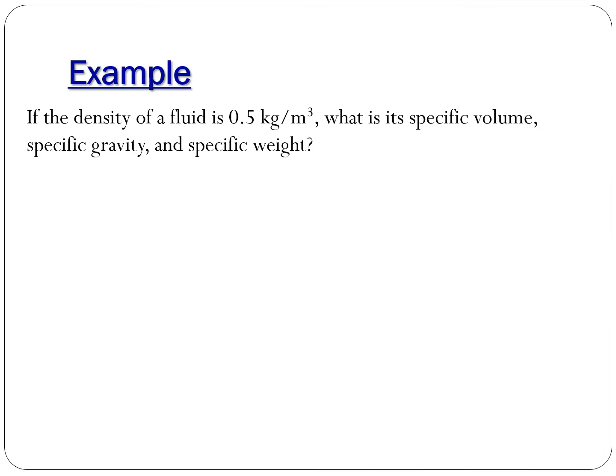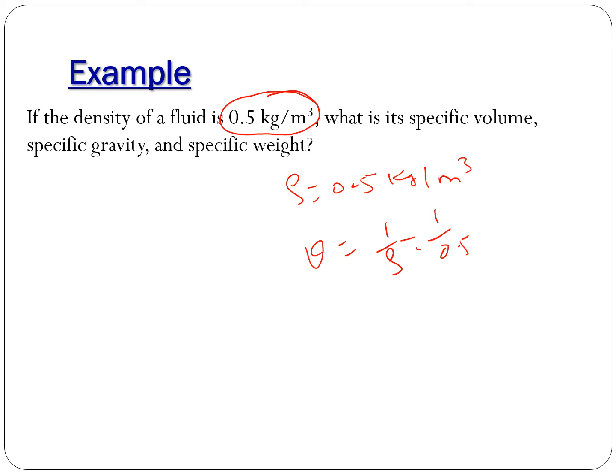So for instance here, the density of the fluid is given here, 0.5 kilogram per meter cube. You have been asked to find a specific volume. So a specific volume is 1 by density, so 1 by 0.5. So whatever you get, that will be in meter cube per kg.